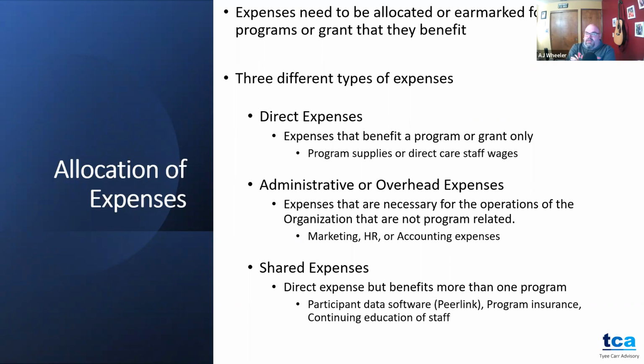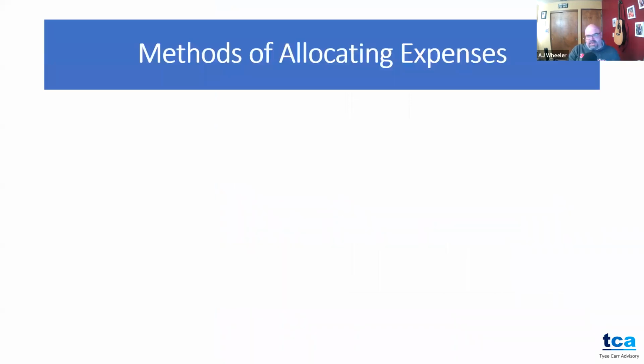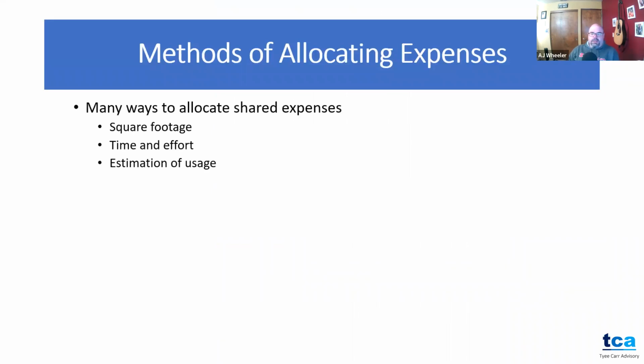It may benefit not just one grant, but you need to allocate it to multiple grants if that person works in multiple areas or works on multiple grants. So how do you do that? There's many different ways. This is not an exhaustive list of how to allocate, but a couple of common ways that it's done is through square footage, like rent.